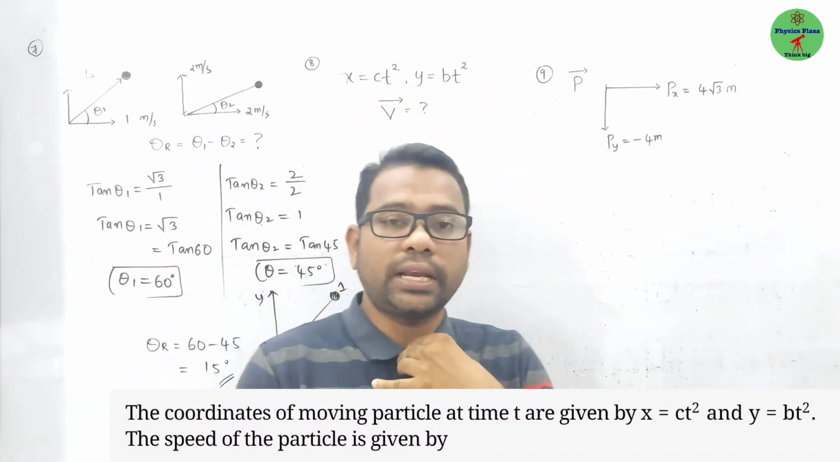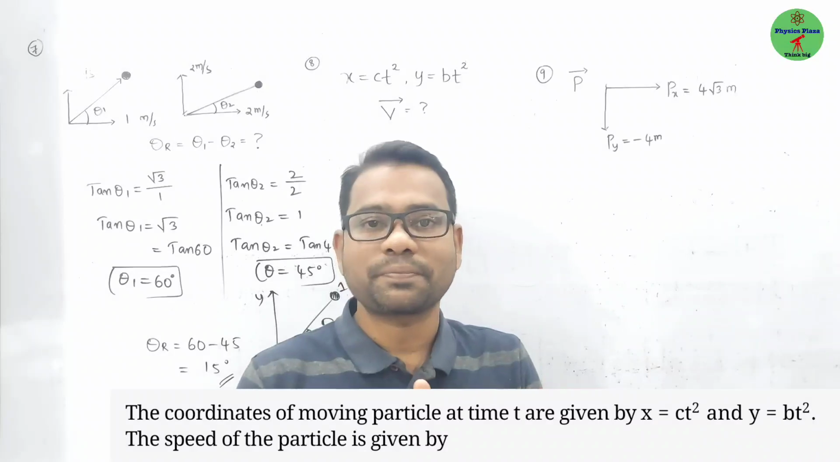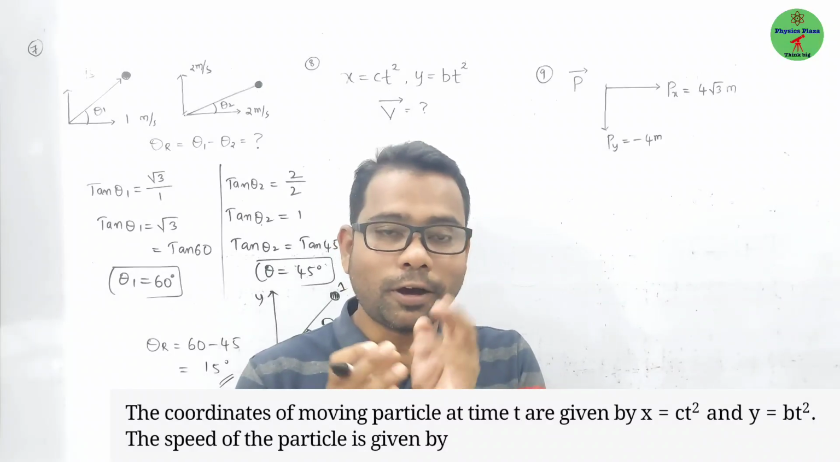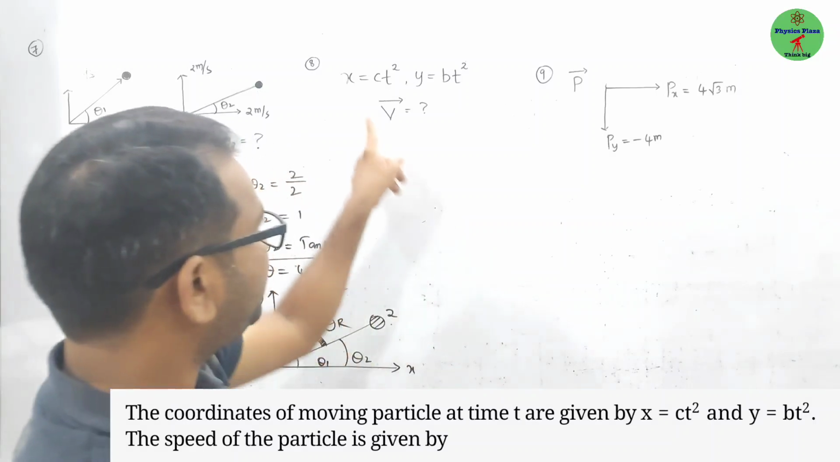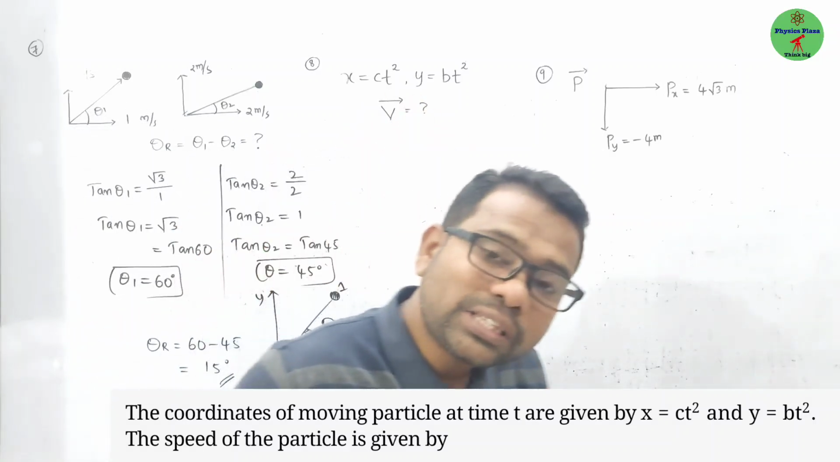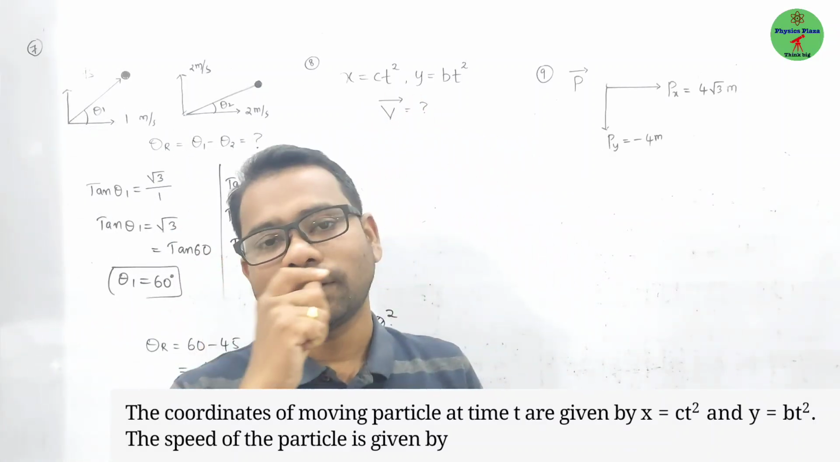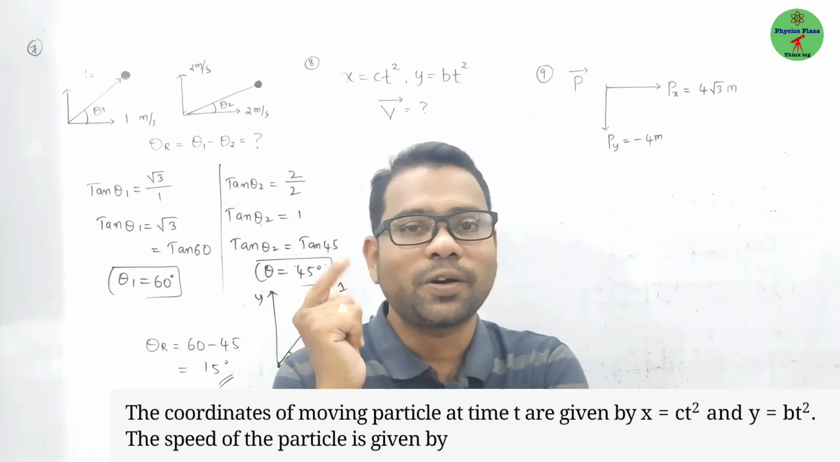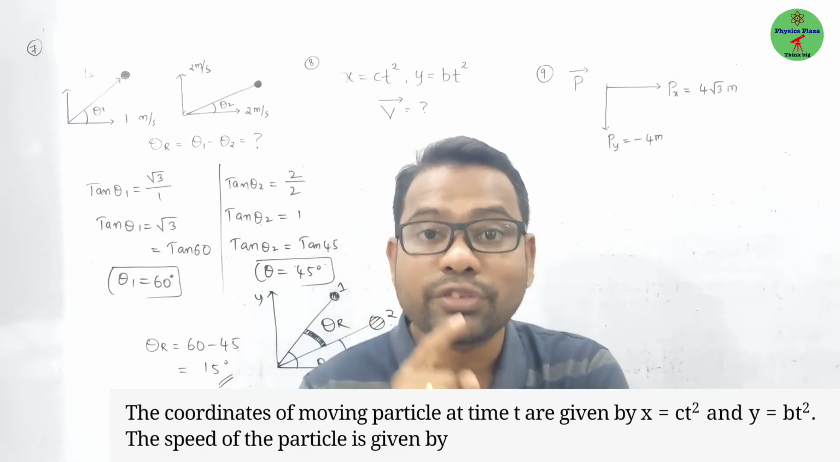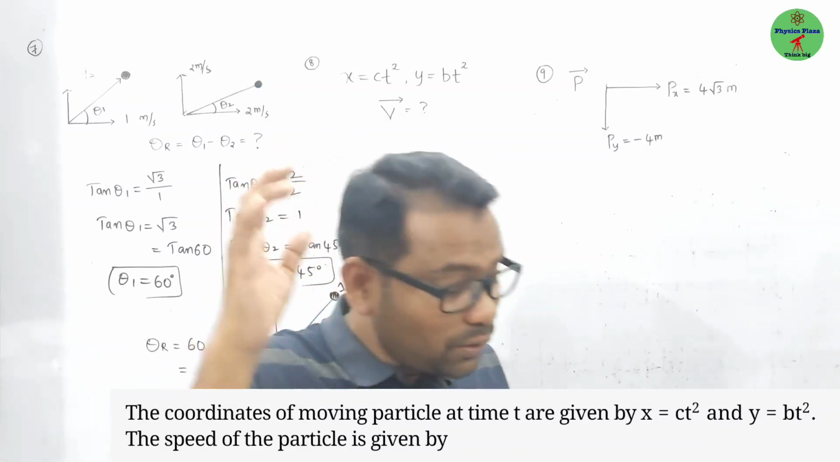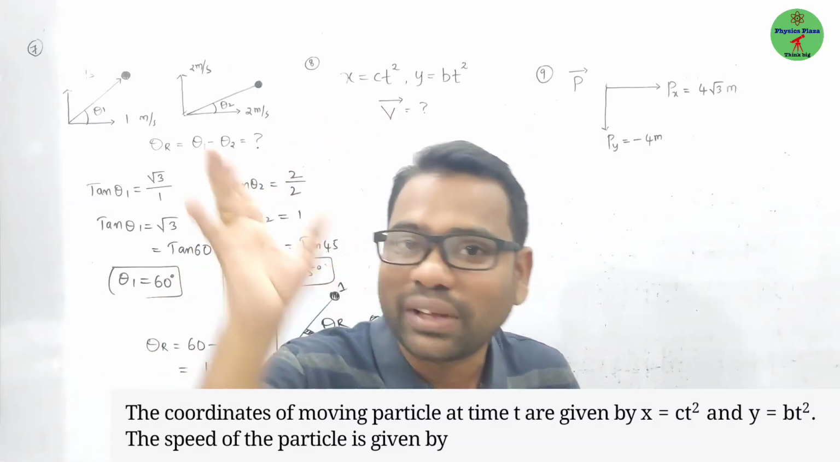Now, they are asking us to calculate the magnitude of the velocity. So first let us calculate the horizontal component of the velocity and the vertical component of the velocity. So here x and y are nothing but displacement. But how can we get the velocity, children? Yes, it is a concept of kinematics. The rate of change of displacement gives you the velocity.